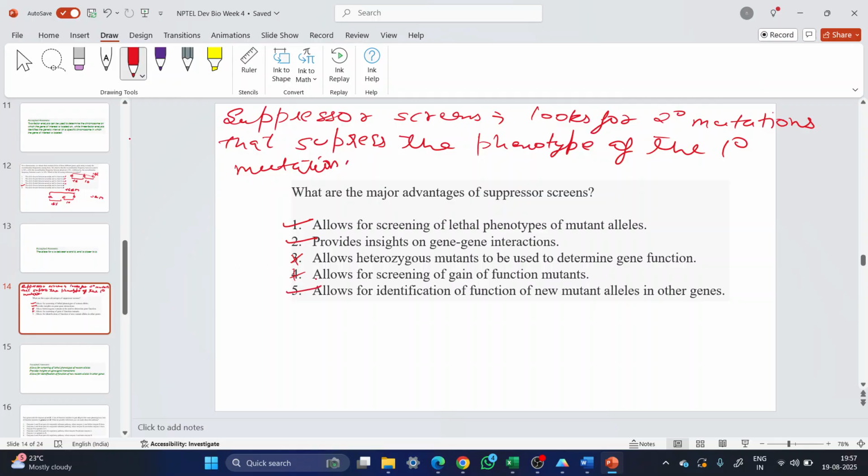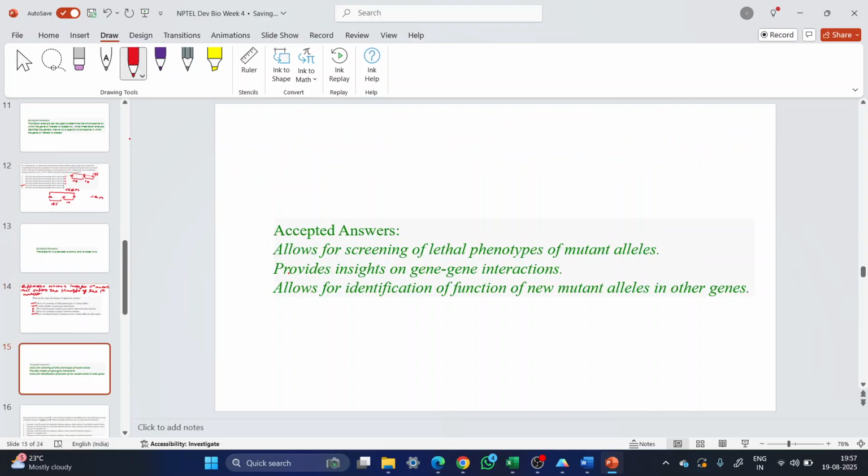So you have three correct statements: 1, 2 and 5. Let us see whether it is correct or not.